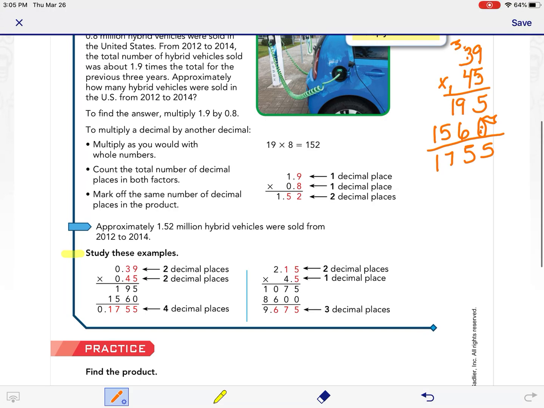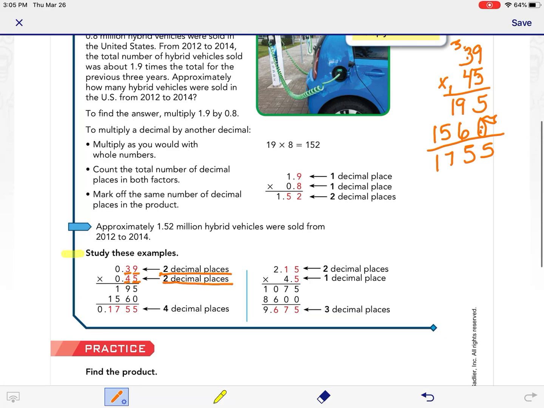We get 1,755, but remember that's only the first step. All we did is multiply them without the decimals, but we have to put the decimals back. The decimals in the factors have to match the decimal that you put in the product. So look at what we have here. We have 2 decimal places. 1, 2. We have 2 decimal places here.